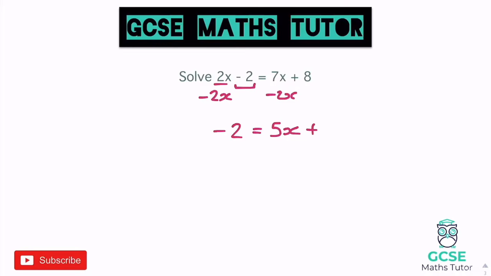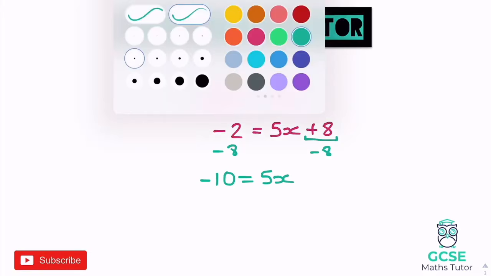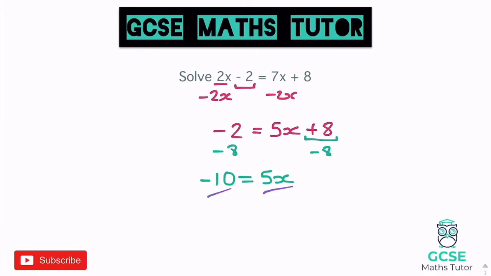plus 8. Okay, so we've got the x's on the right hand side, so we want to get rid of this plus 8. So to get rid of a positive 8 there, we're going to subtract 8 and do that from both sides. Negative 2 take away 8 is negative 10. So negative 10 equals 5x. And then finish it off just like normal, we're going to divide by 5. So divide by 5. Negative 10 divided by 5 is negative 2. So negative 2 equals x.